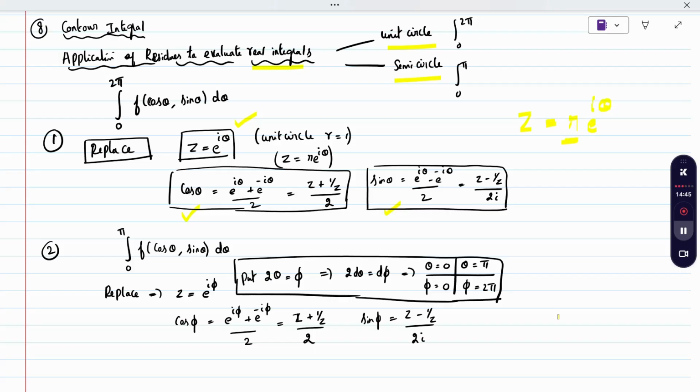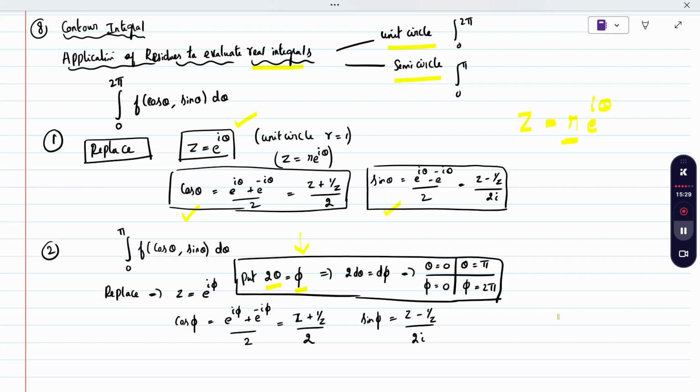Now for the semicircle, the concept is to change the semicircle to a circle itself so that it is easy for me. How can I convert the given question to a circle? Replace 2 theta by some other variable phi. When I replace it, 2 d theta is nothing but d phi. The limits also I will change. The limits given in the question are theta equal to 0 and theta equal to pi. Phi is our new variable, so phi is 0 for theta 0, and for theta pi, phi is 2 pi.